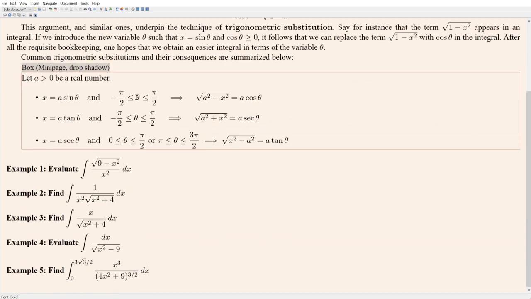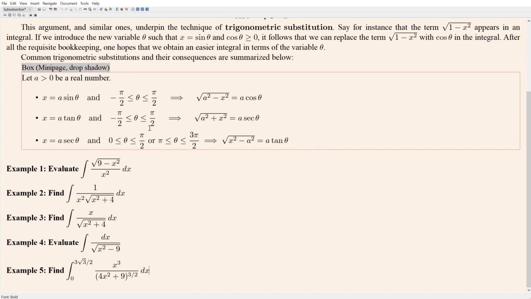And why do I have to specify that theta is between negative pi over 2 and pi over 2? Well, that's just to guarantee that this guy is going to be positive. That way, we can just take the positive branch of the square root, and we don't have to worry about it. So a similar situation is happening here. So if you let x equal a tangent theta, and theta is within some range, then this dude reduces to a secant. If you let x equal a secant theta, and you let theta be within some range, don't really worry about this bit, then we can say that this square root term is equal to a tangent theta.